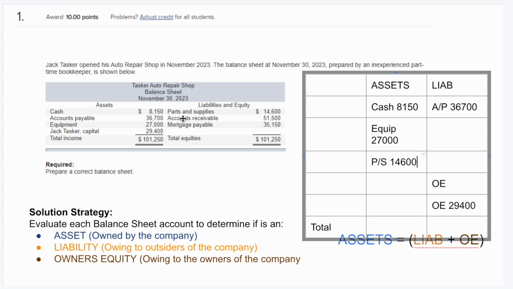Moving now to the next one, accounts receivable. That's money that's coming into the business. It's flowing into the business, and because it's flowing into the business, it is basically owned by the business. People owe us money and they're going to pay us. So it's going to come in. That's what we'd consider as an asset.